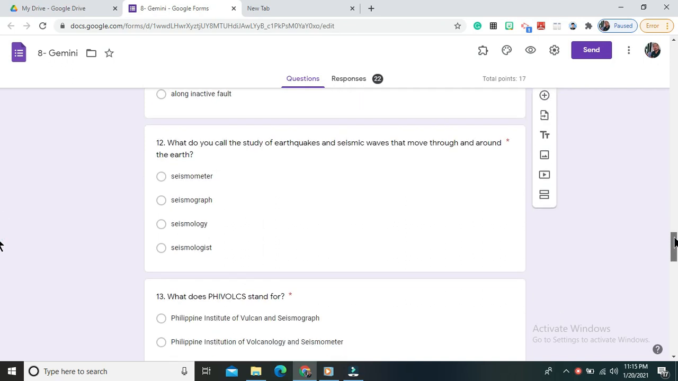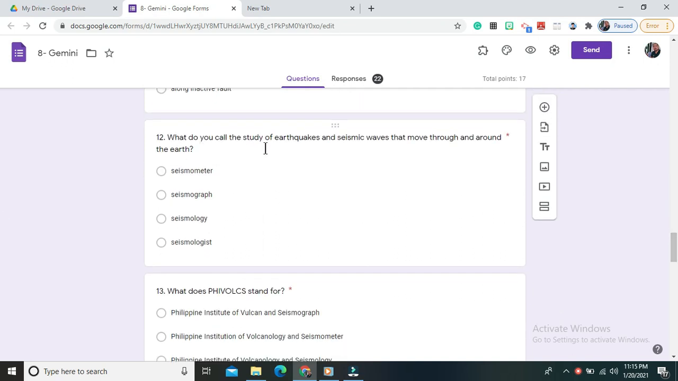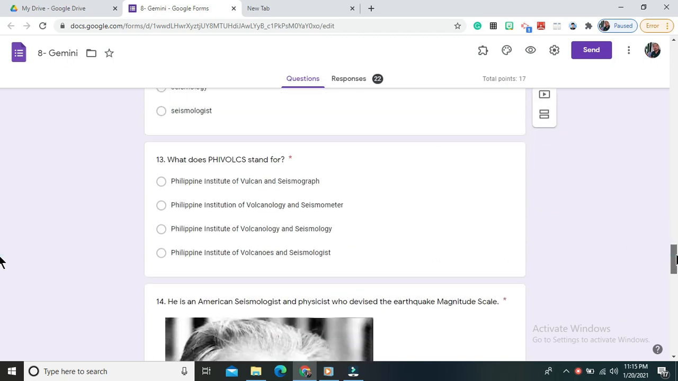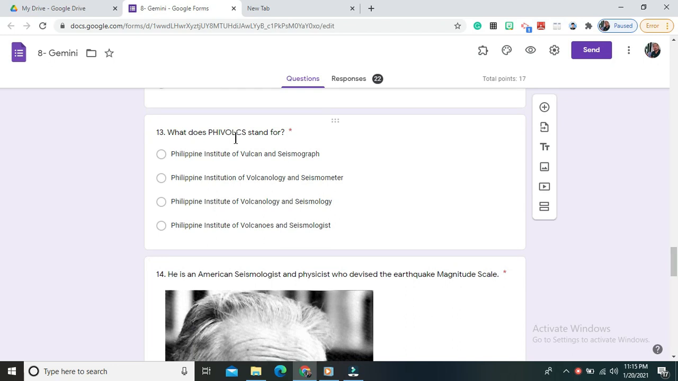Question number 12. What do you call the study of earthquakes and seismic waves that move through and around the earth? The correct answer is seismology. Question number 13. What does PHIVOLCS stand for? The correct answer is Philippine Institute of Volcanology and Seismology.